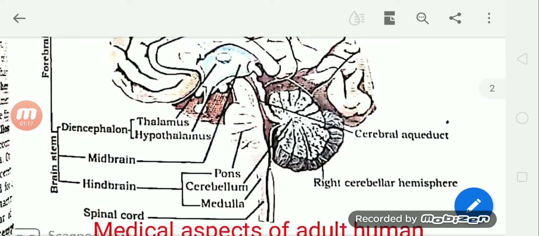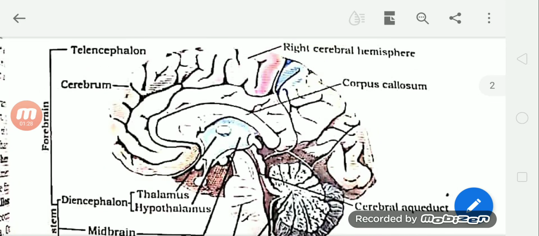Afterwards, we can see the spinal cord, right cerebellar hemisphere, cerebral aqueduct, corpus callosum, right cerebral hemisphere.